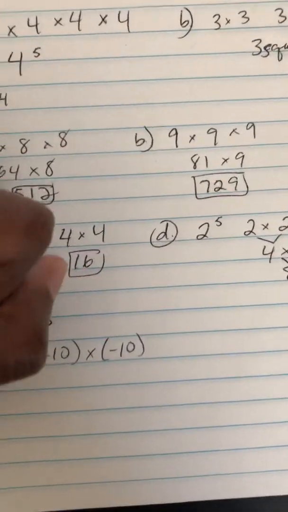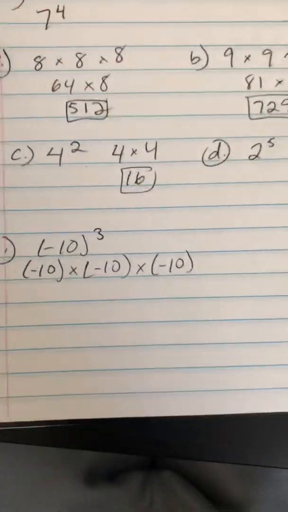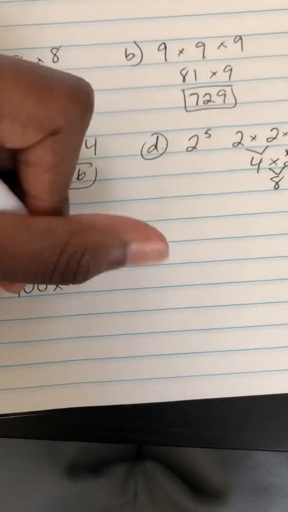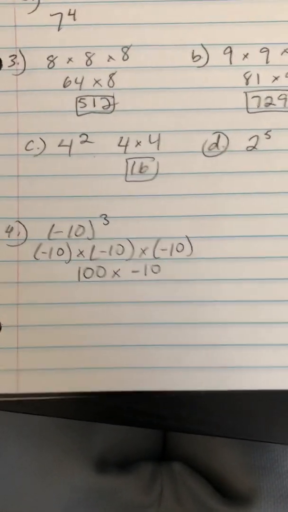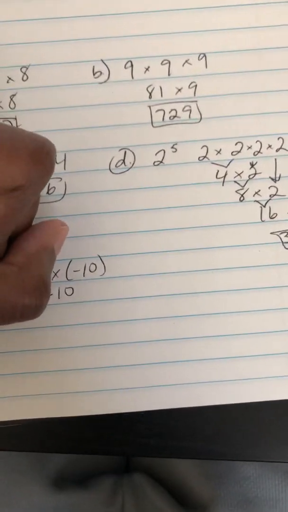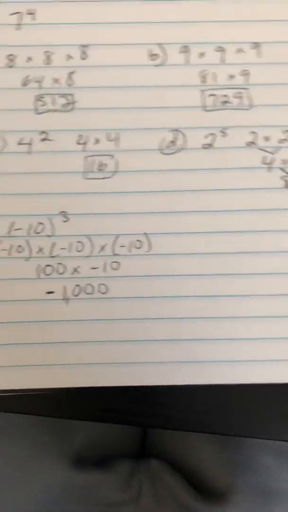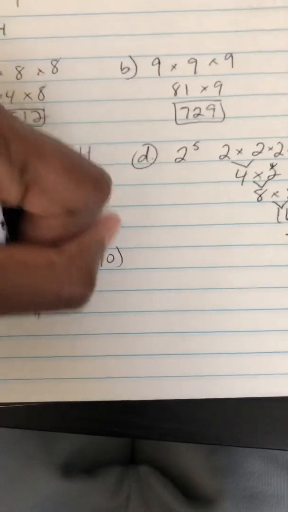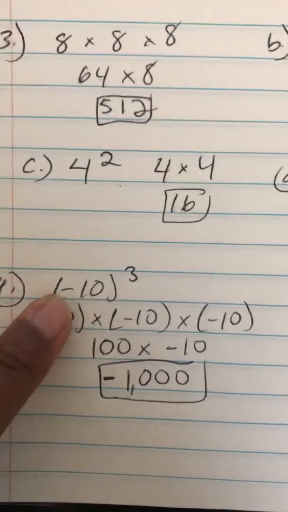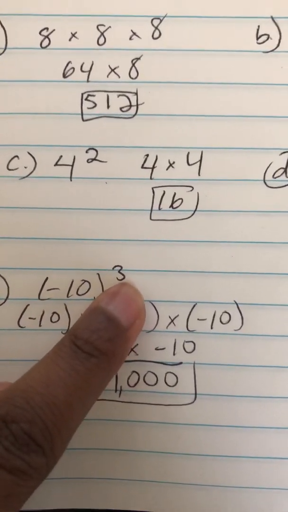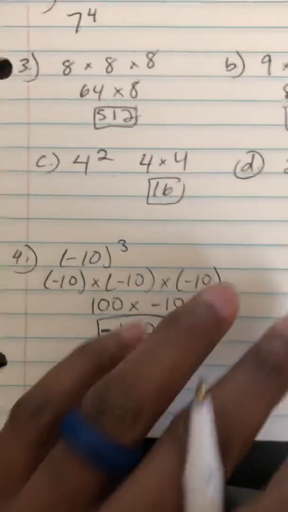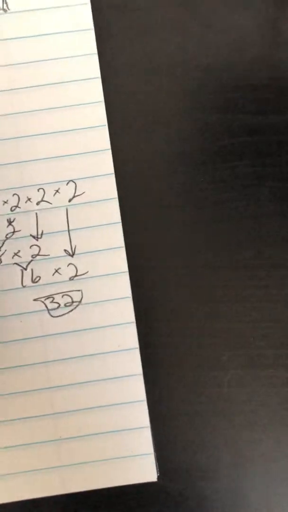So here again, a negative times a negative is a what? Right, positive, very good. And so that's going to be 100 times negative 10, and a negative times a positive is always a negative, so that's going to be negative 1,000. So remember, when it's in parentheses like that, if it's positive numbers, it's going to be positive, but if it's negative numbers, it's going to be negative. Okay? Good job.